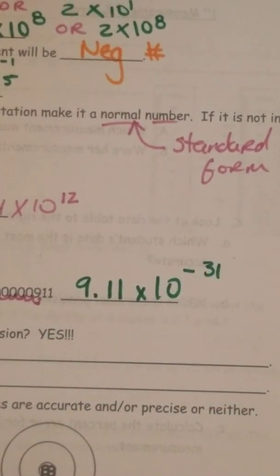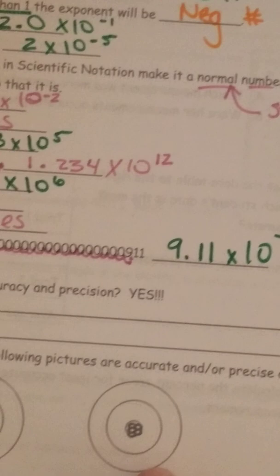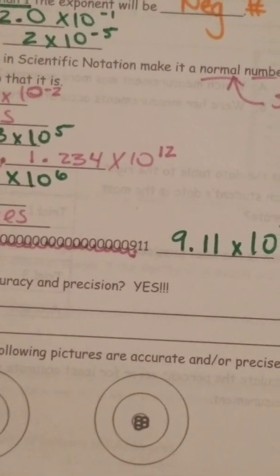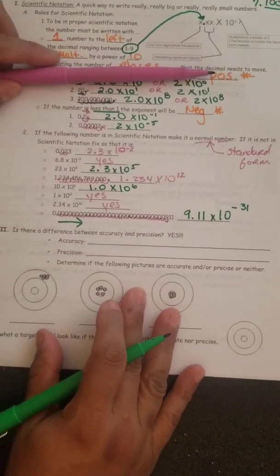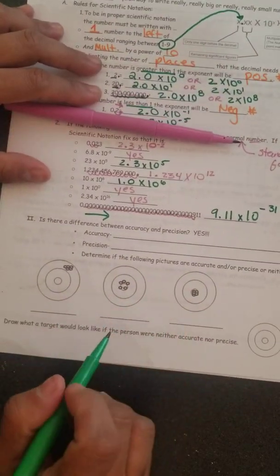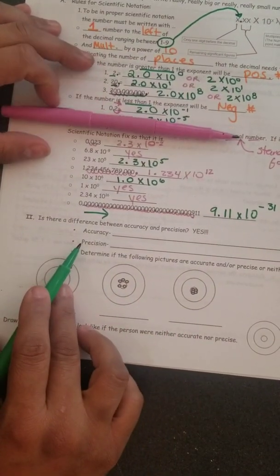Now that's an acceptable scientific notation number. Okay, so that was our scientific notation part here. Let's go ahead and go to the next topic. The next topic is we're going to discuss accuracy and precision.